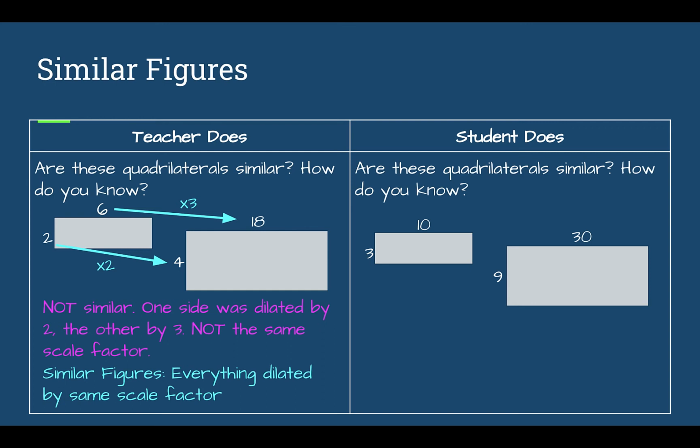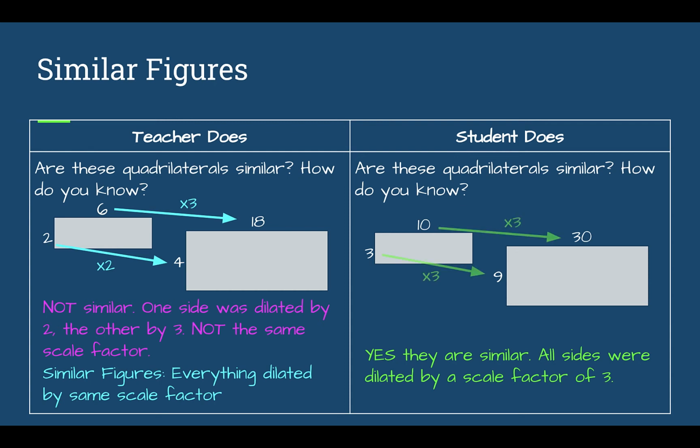Now it's your turn. Pause the video. Are these two quadrilaterals similar? How do you know? Let's check. You should have found that yes, they are similar. Each side was dilated by a scale factor of 3. 3 times 3 is 9. 10 times 3 is 30. So it was dilated correctly.